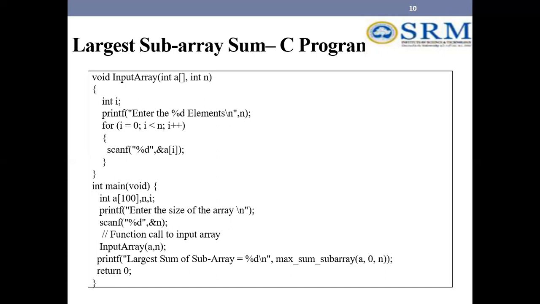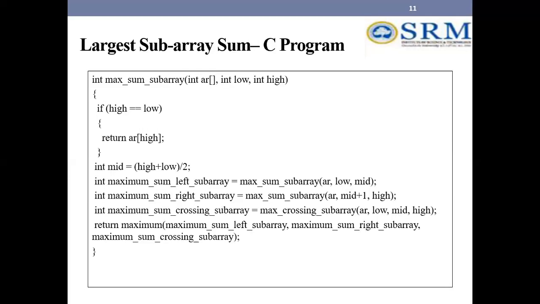This is a function call, we are calling another function by passing 3 parameters. A, this is the array, 0 is the starting index, n is the final index. So we are passing 3 elements. And see here, this is the max sum subarray function. It has array A. The low is the first limit. High points to the last element. If high equals low, if the array has only one element, return A of i, that only one element is the largest element.